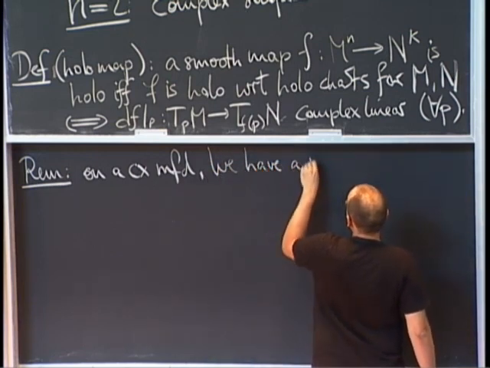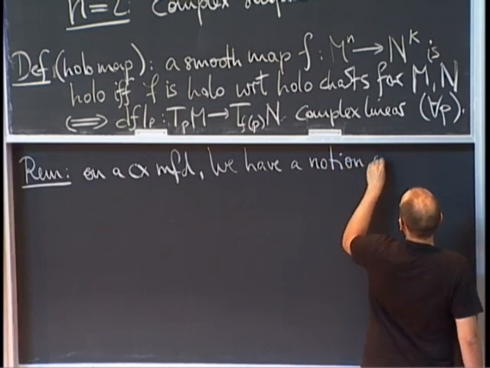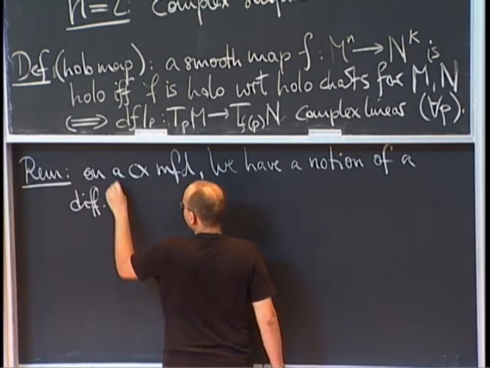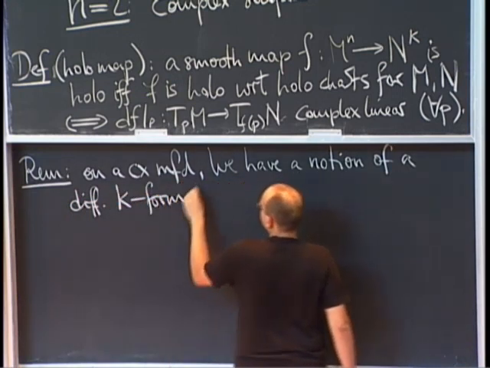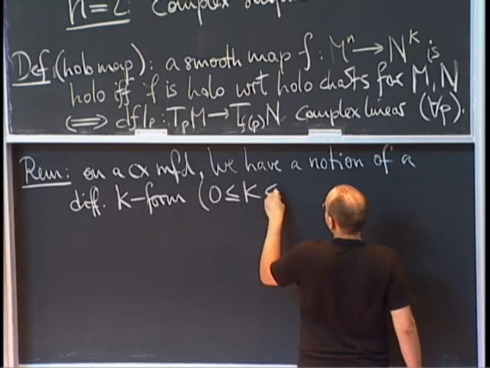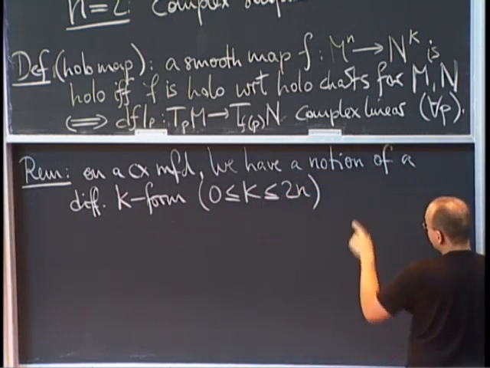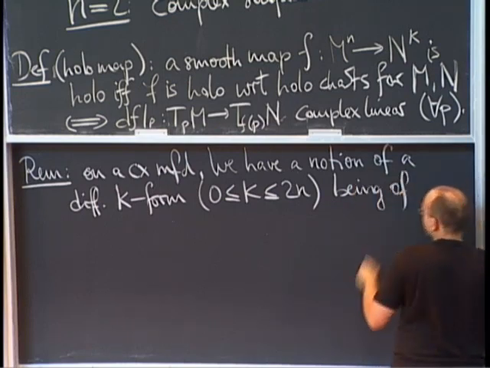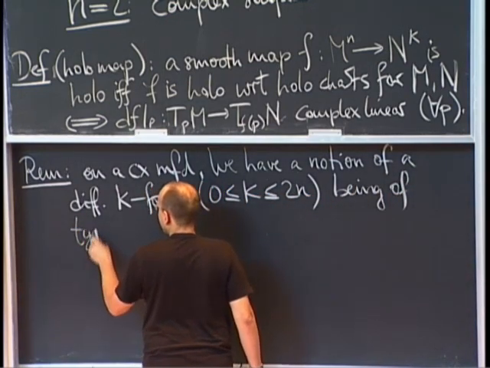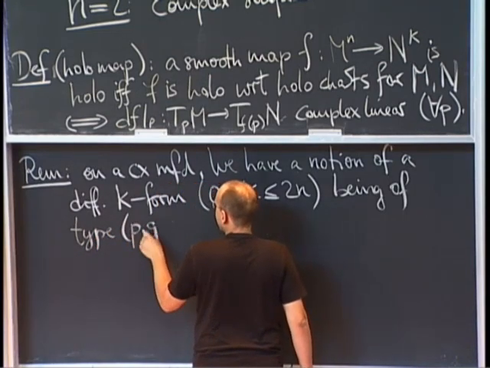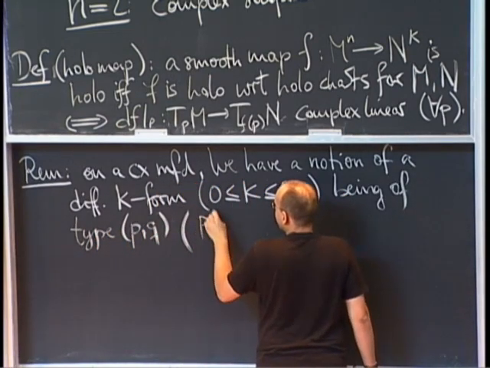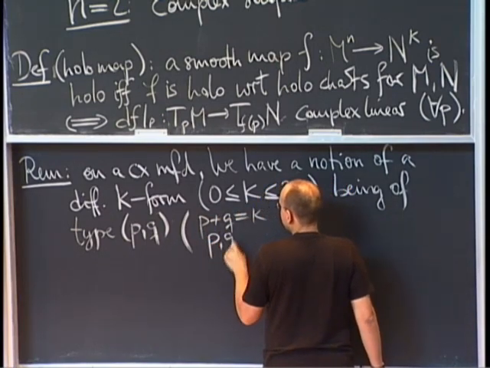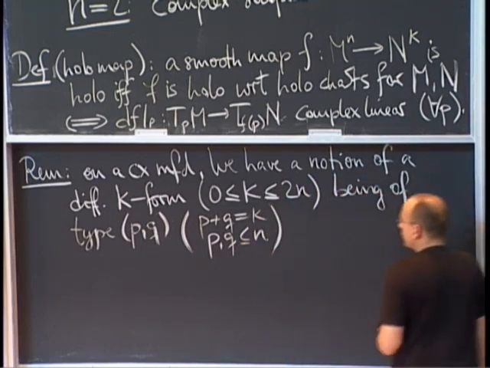we have a notion of a differential k-form, k between 0 and 2n, the real dimension, being of type (p,q), where p plus q equals k and p and q are at most n.